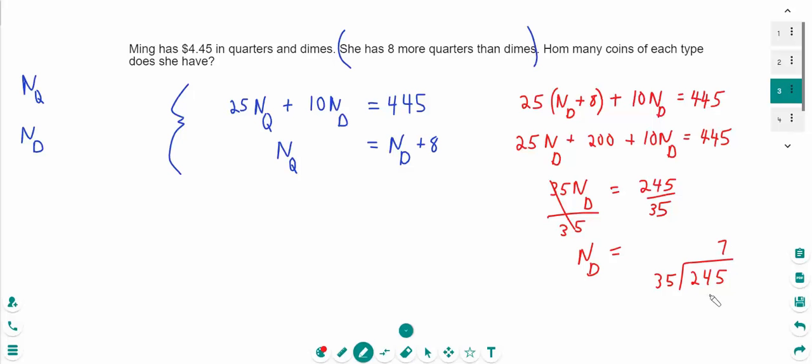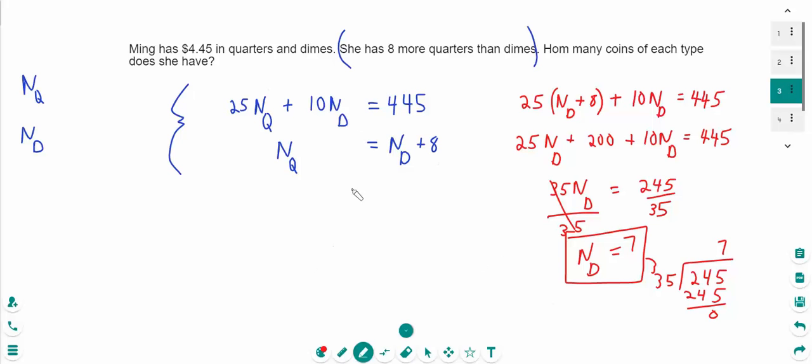7 is 35 is 24. Da, da, da. 7. N sub d is equal to 7. Okay? Well, that's a terrible solution box. Okay, n sub d is equal to 7. So the number of dimes is equal to 7.